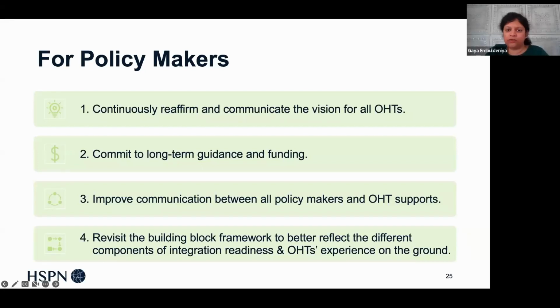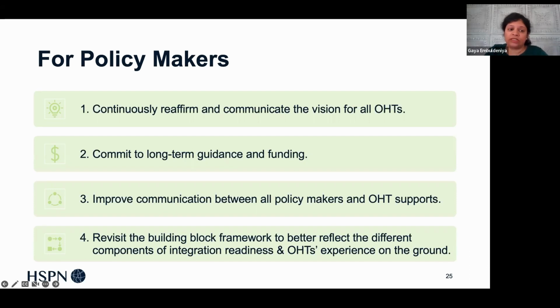Okay, these are recommendations for policymakers. Continuously reaffirm and communicate the vision for all OHTs, commit to long-term guidance and funding, improve communication between policymakers and OHT supports, revisit the building block framework to better reflect the different components of integration readiness and OHTs' experience on the ground.